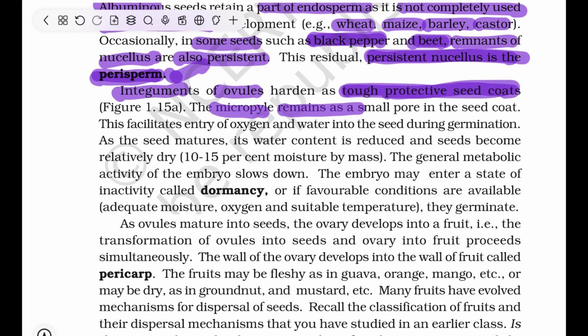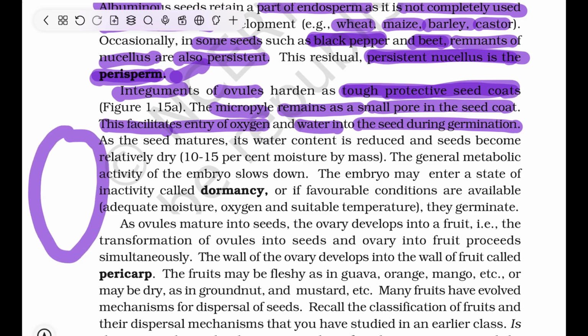The micropyle remains as a small pore in the seed coat. This facilitates the entry of oxygen and water into the seed during germination. On the ovule, at the tip region where the integument is absent, there is a small opening, the micropyle, which keeps a small pore in the seed. It helps in the entry of oxygen and water because it has a pore. As the seed matures, its water content is reduced and the seed becomes relatively dry.